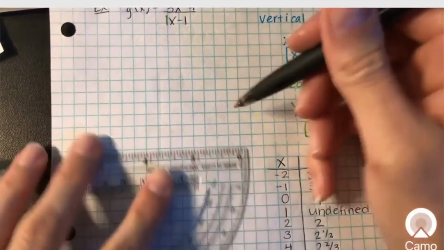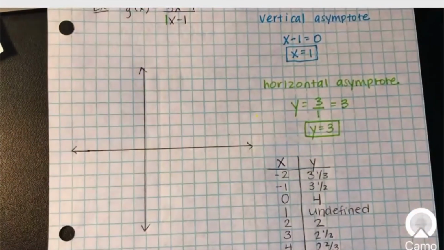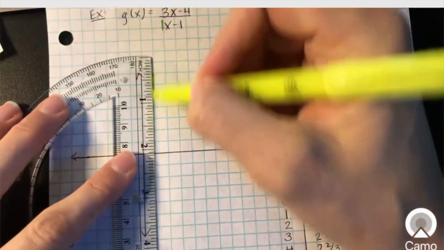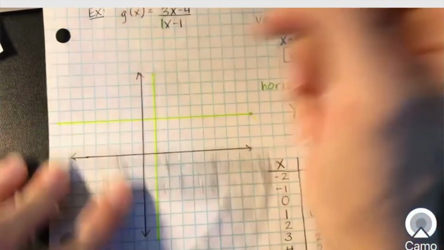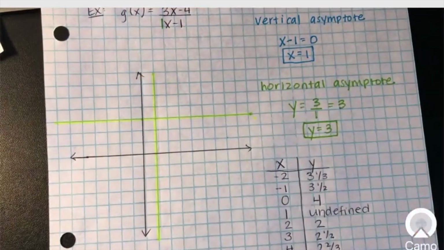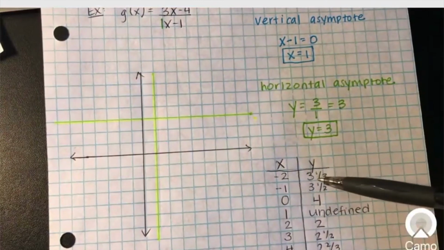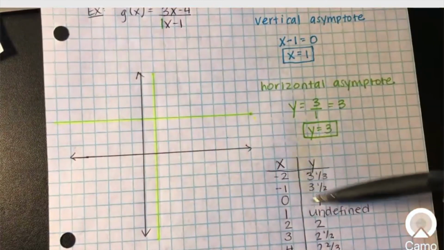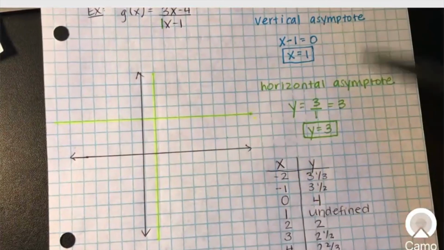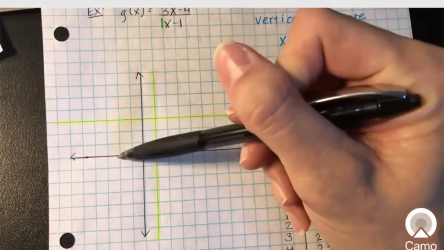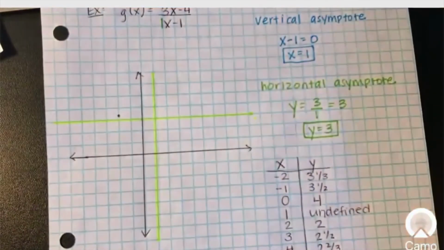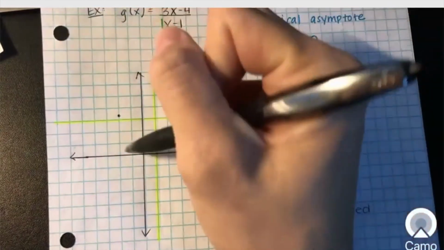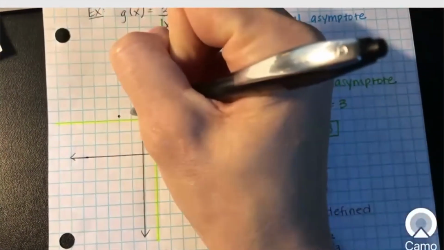So let's go ahead and graph to see what this looks like. Our vertical asymptote is at x = 1. Our horizontal asymptote is at y = 3. So we have -2 and 3 1/3. Notice how now our left-hand side is actually above our horizontal asymptote. So -2 and then 3 1/3. We're going to go about 1/3 of the way through the box. And then we have -1, 3.5.